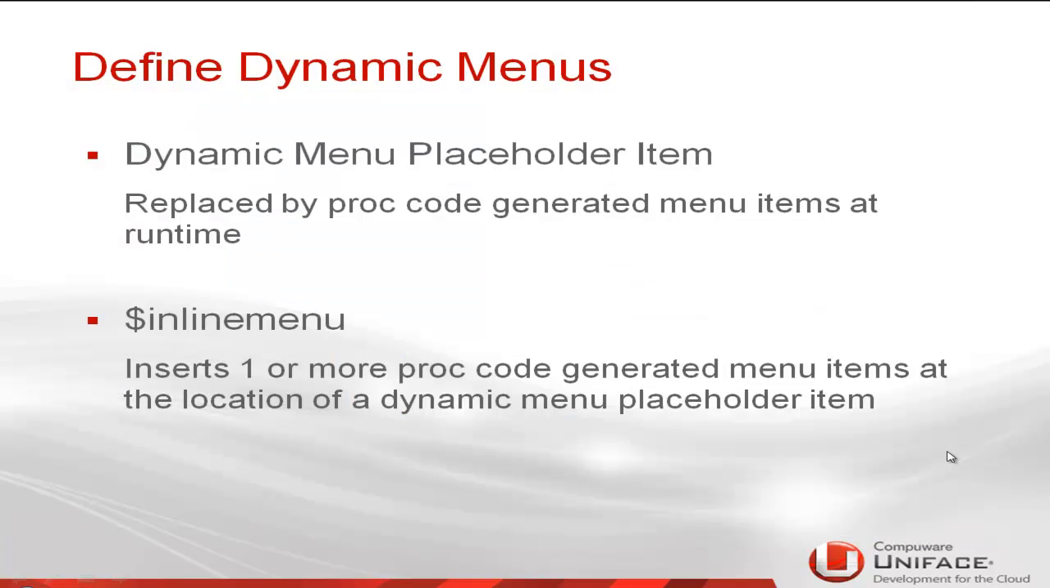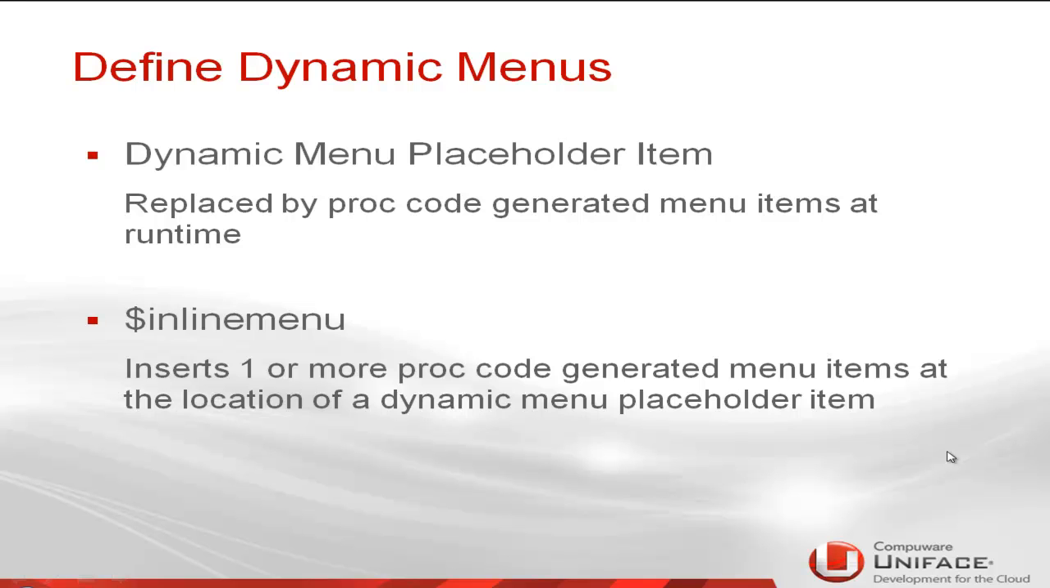Two things are important to define dynamic menus. First, you need to specify a menu item of type dynamic menu as a placeholder in your drop-down menu. This placeholder will be replaced at runtime and will show the generated menu items which are defined by a proc code.